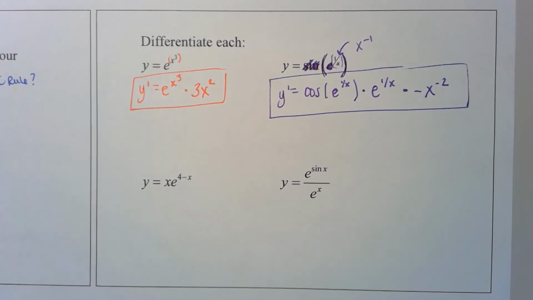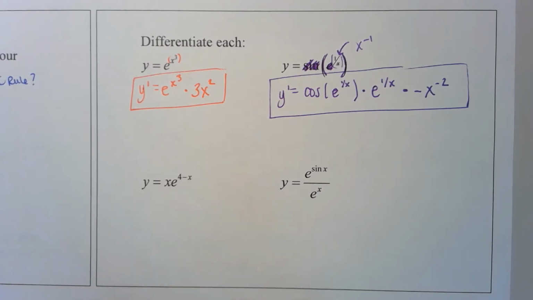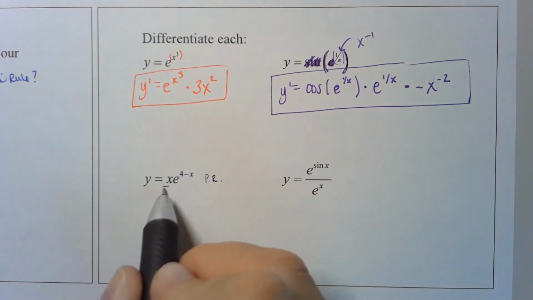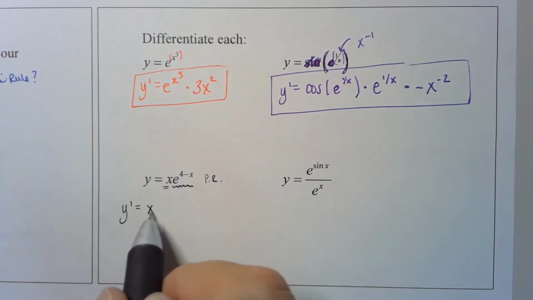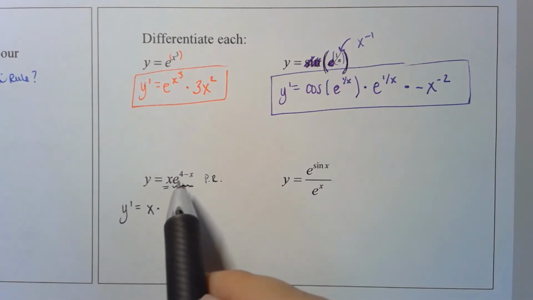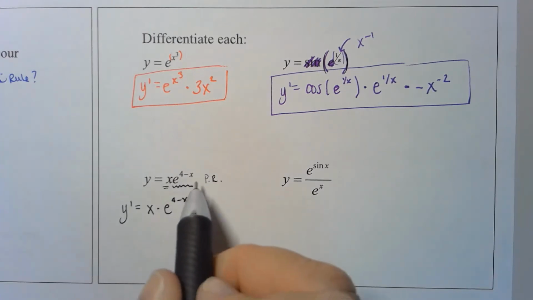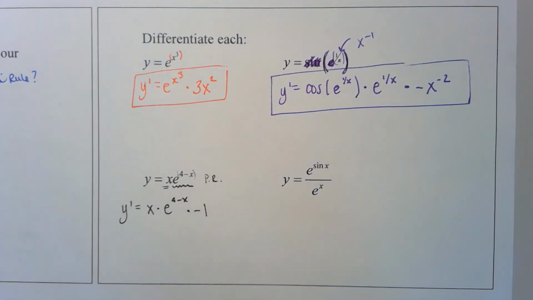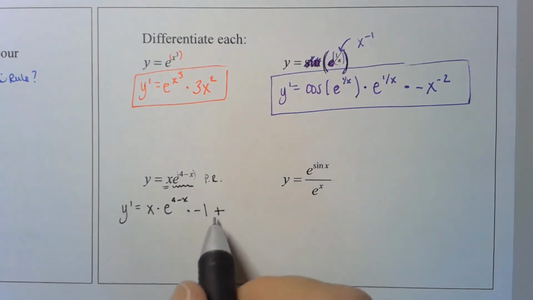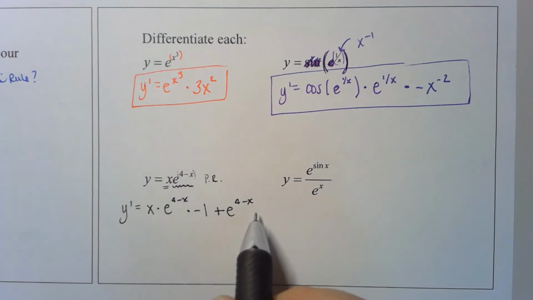Good. Let's take a look at this third one. y equals x times e to the 4 minus x. We have a product there, don't we? We're going to use the product rule. My first piece is x. My second piece is the exponential. So we've got the first times the derivative of the second. The derivative of e to the 4 minus x is still e to the 4 minus x, but the chain rule says multiply by the derivative of the exponent, which is negative 1. Finishing the product, we have plus the second, which is e to the 4 minus x, times the derivative of x, which is just 1.